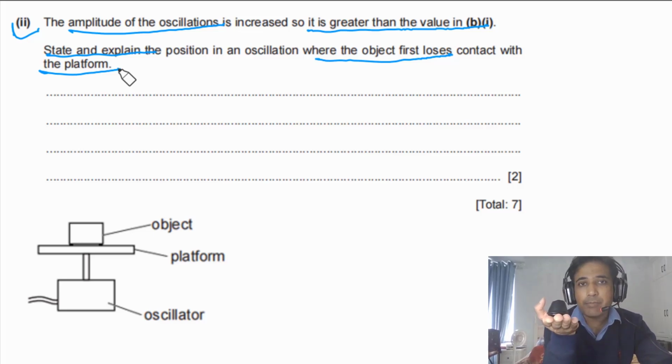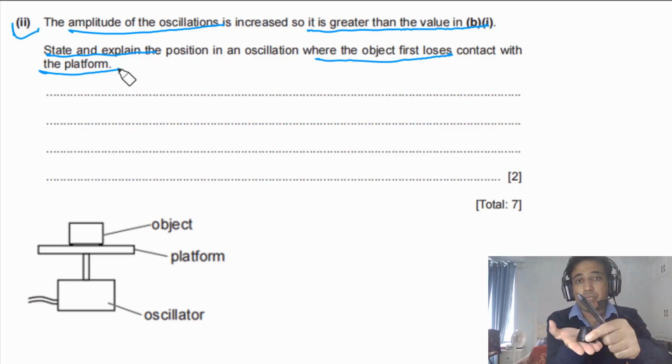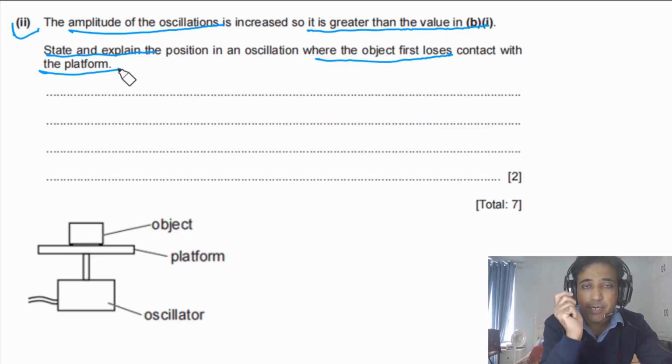And where will this happen? This will happen at the top of oscillations, not at the bottom. At the bottom, if acceleration is greater than g, it will still stay in contact, and it will lose contact when acceleration of the oscillator is greater than g at the top. Meaning the oscillator will fall down faster than the object, so it will lose contact at the top when the downward acceleration of the oscillator is greater than g.